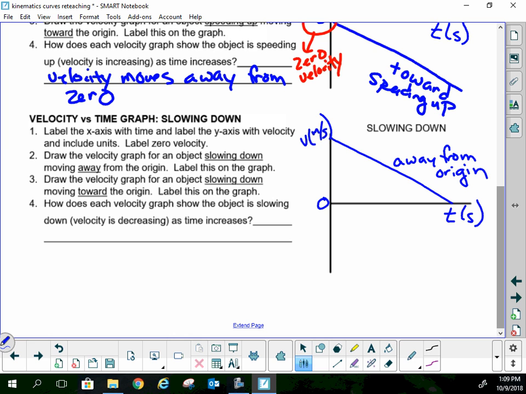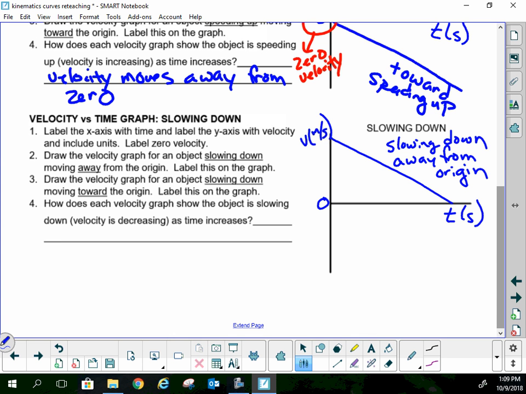What does that zero mean again? Is that zero the origin? No, that zero is not the origin. Remember that's zero velocity. On a velocity graph, when a line is getting closer to zero, that means the object is slowing down. It doesn't mean it's getting closer to the origin. It means it's getting closer to zero velocity. All right, so let's write slowing down, moving away from origin, just to make sure we're super clear.